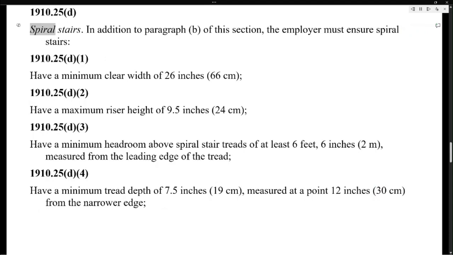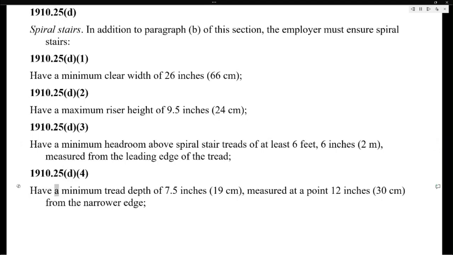1910.25(d) Spiral stairs. In addition to paragraph (b) of this section, the employer must ensure spiral stairs: (d)(1) Have a minimum clear width of 26 inches (66 centimeters). (d)(2) Have a maximum riser height of 9.5 inches (24 centimeters). (d)(3) Have a minimum headroom above spiral stair treads of at least 6 feet, 6 inches (2 meters), measured from the leading edge of the tread.